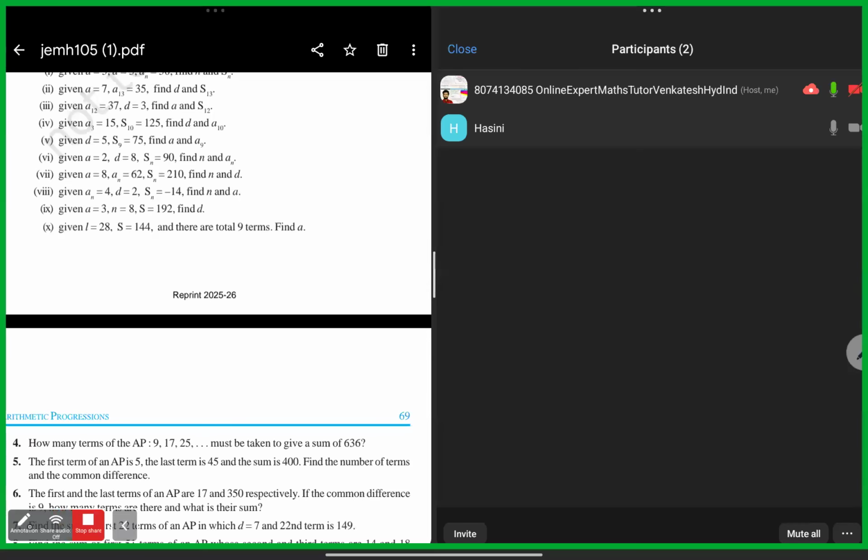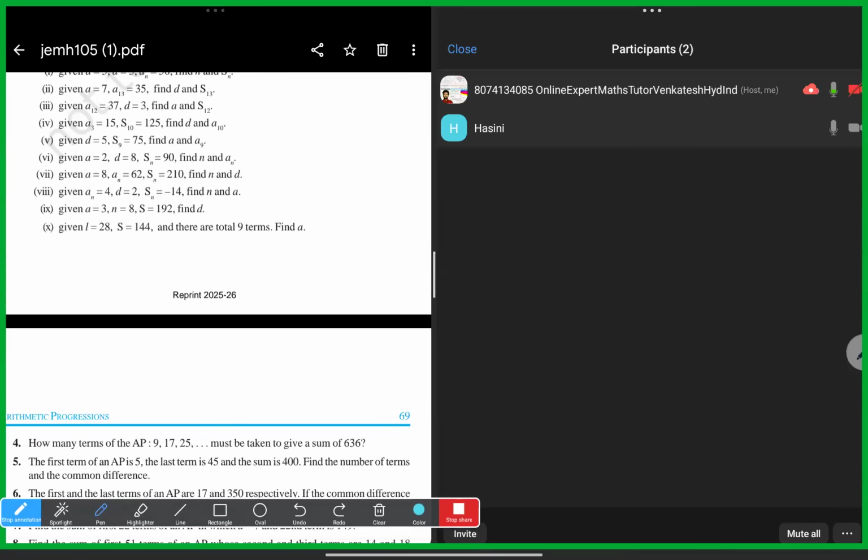If you observe the line, we have given a is equal to 3, n is equal to 8. Okay, Hasni? Okay, sir. 9th bit third question. A is 3 and n is equal to 8, Hasni. And we have S is equal to 192, d is equal to question mark.